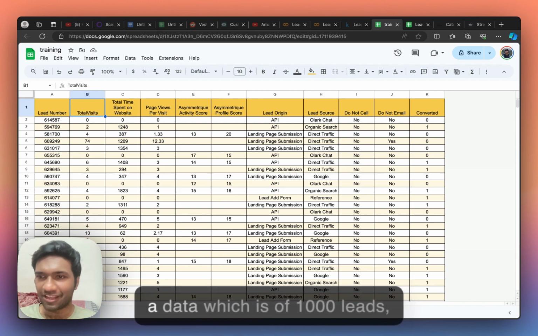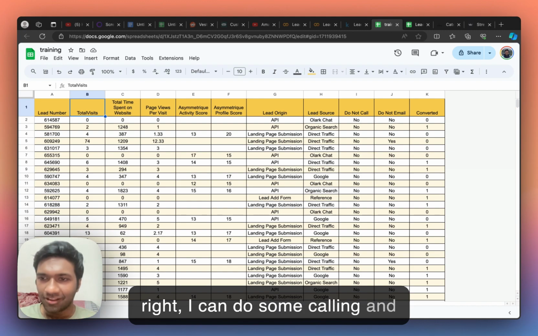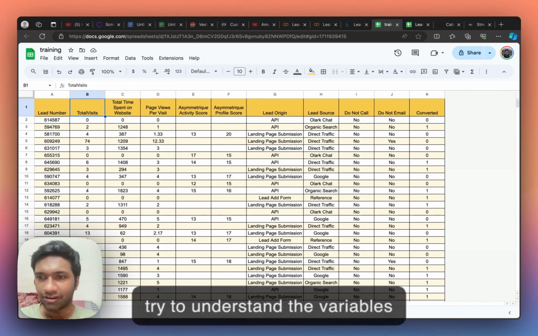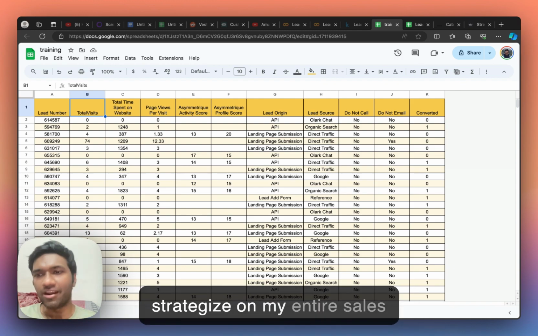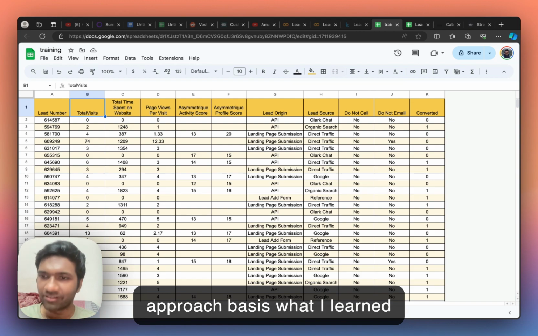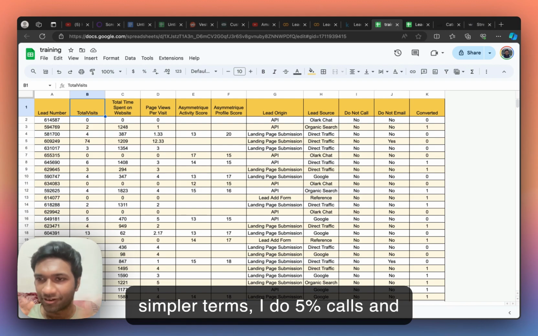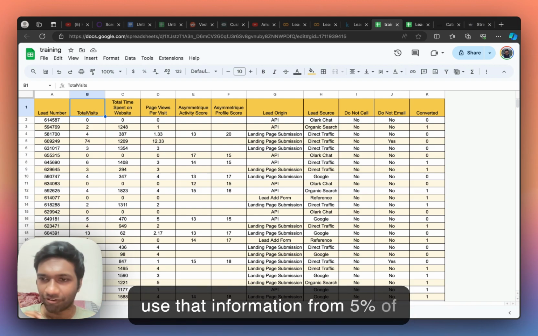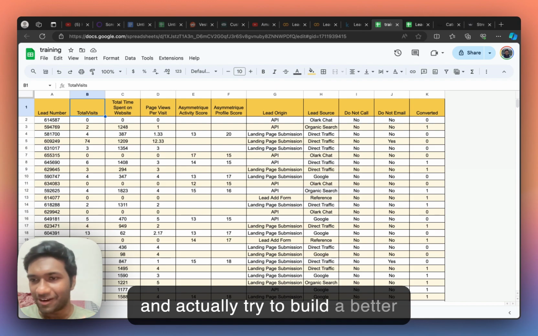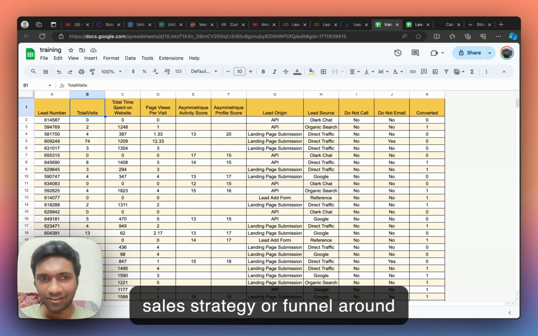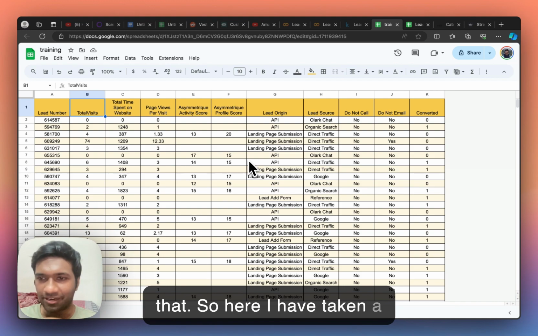So if we have, say, data of 1,000 leads, I can do some calling and try to understand the variables that influence my customer's decision to purchase, and then re-strategize my entire sales approach based on what I learned from the customers. So in simpler terms, I do 5% of the calls and use that information to extrapolate to the 95% of the calls that I have not done yet, and actually try to build a better sales strategy or funnel around that.